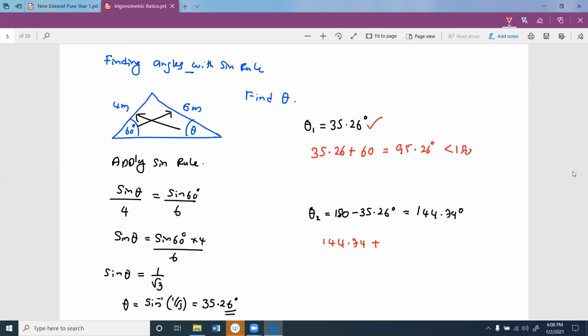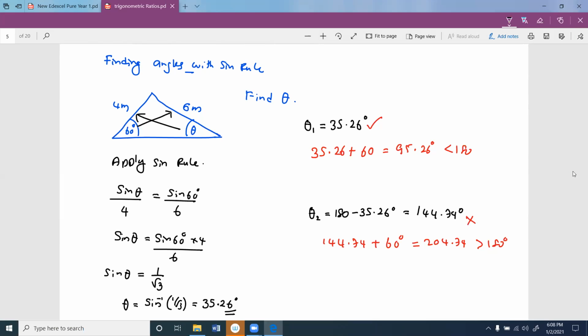144.74 added to the angle over here, 60. Then what is that answer? That comes to 204.74. Is this possible? No, because you know that the addition of two angles cannot exceed 180. So this is not a possible situation. Therefore, you can write the answer.